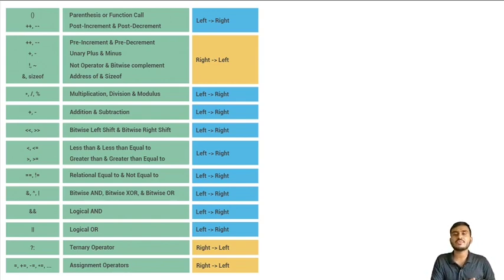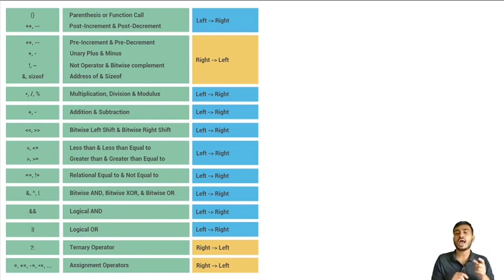So let's quickly see the order of the operators. The operator with the very highest precedence is parenthesis, or the function call operator. Parenthesis is just brackets. If you are writing 1 plus 2 and you give it circular brackets, the parenthesis is going to have the maximum precedence. Just keep this in mind.